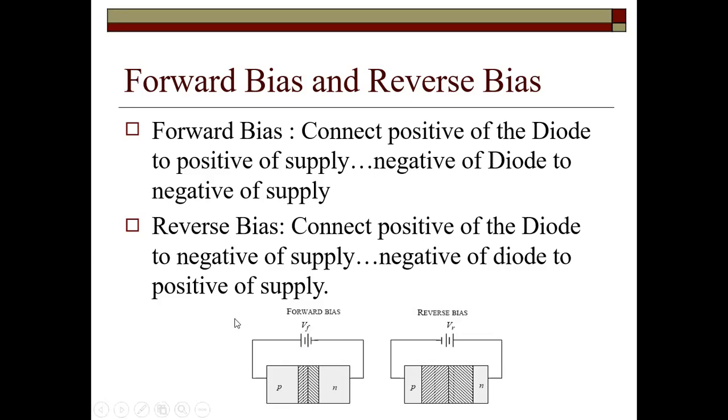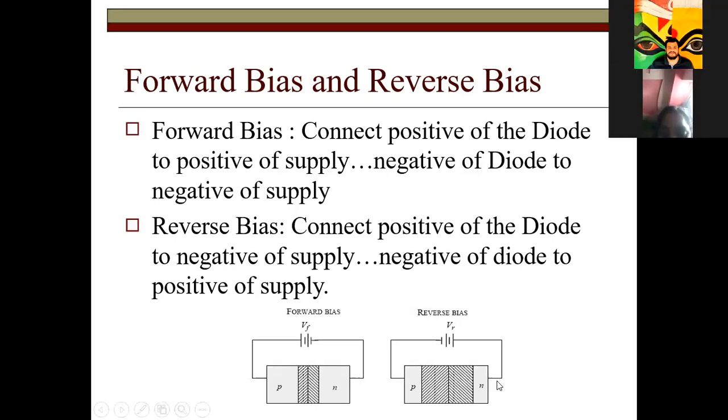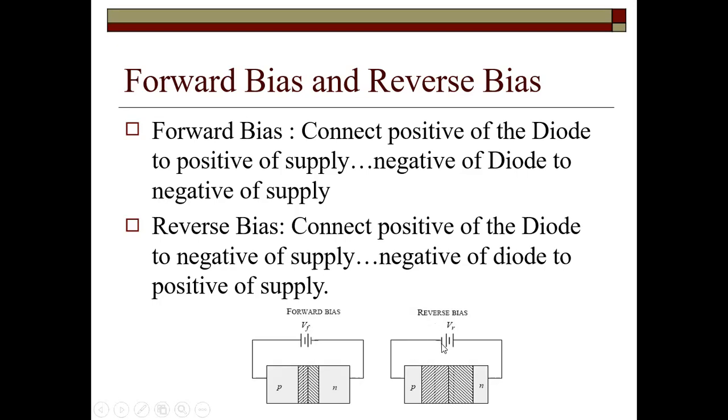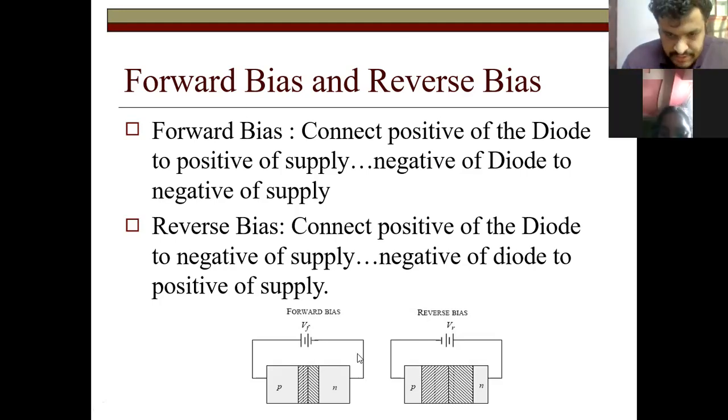Look here, this is forward bias. In forward bias, the positive of the battery is connected to the P side, and the negative of the battery is connected to the N side. Now look at reverse bias. In reverse bias, the negative of the battery is connected to the P side and the positive to the N side. Any doubts?